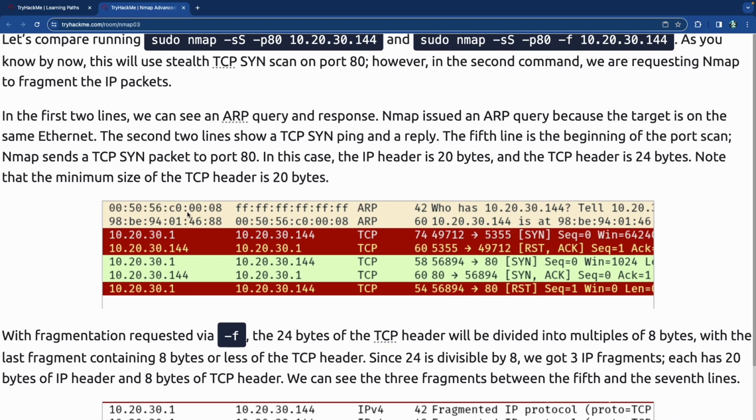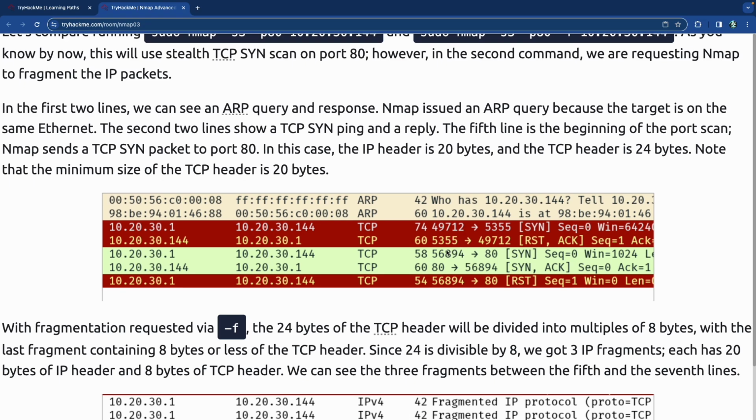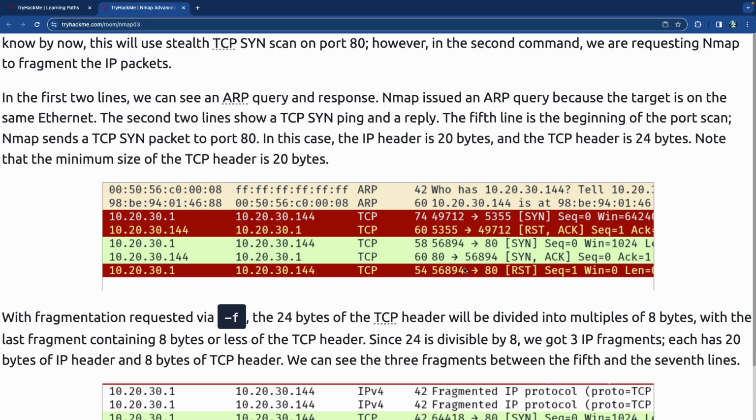But since they're on the same Ethernet, there's the ARP request that went and came back, and then you have the TCP request that went from port 70, or excuse me, these are the numbers of the packets, I think. So it went from 49.712 to this, and then 5355 responded back. And then you have the reset right here, or excuse me, let's see.